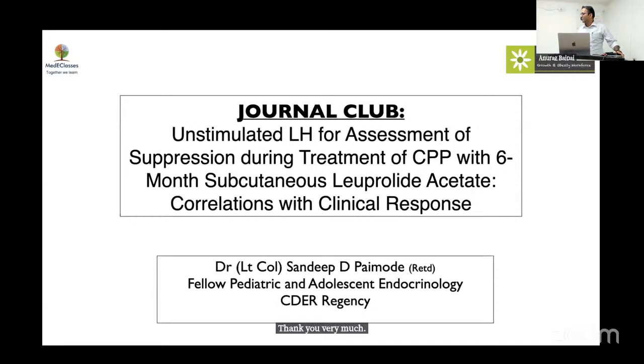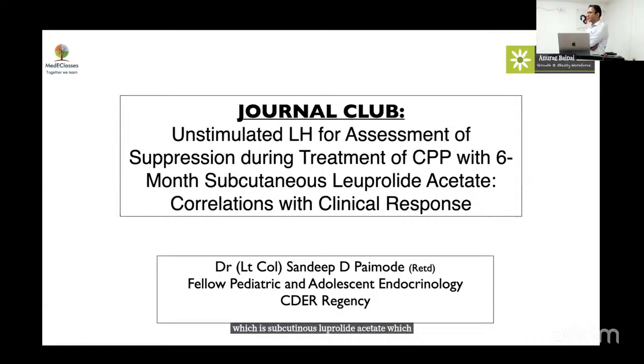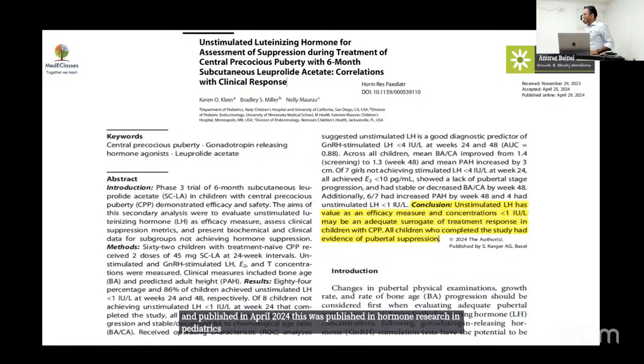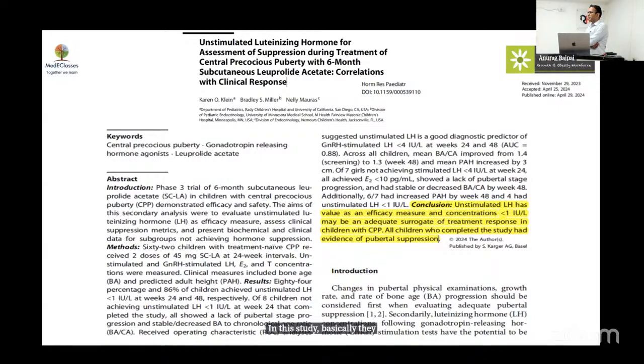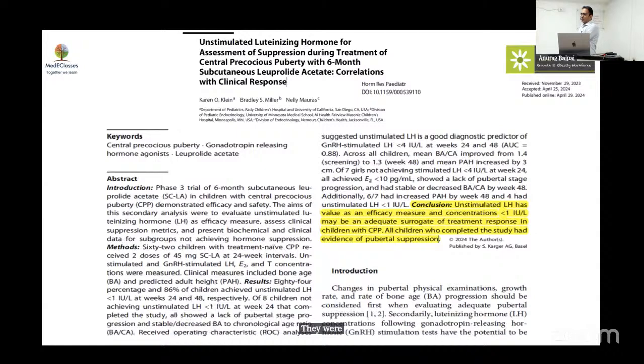Dr. Vibha has already explained about central precocious puberty and the role of this new drug, which is subcutaneous leuprolide acetate, which is given every 6 monthly. So this study was conducted and published in April 2024. This was published in Hormone Research in Pediatrics. In this study, basically, they have patients of central precocious puberty. They had 62 patients and they were given 45 mg of subcutaneous leuprolide acetate.